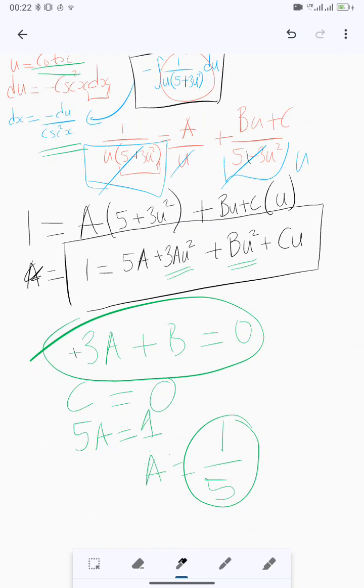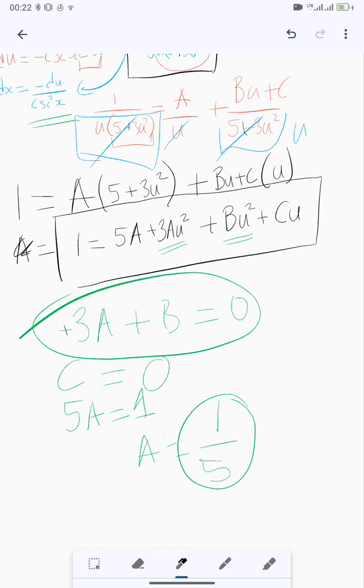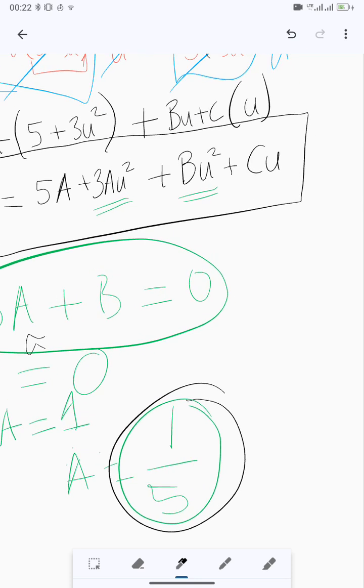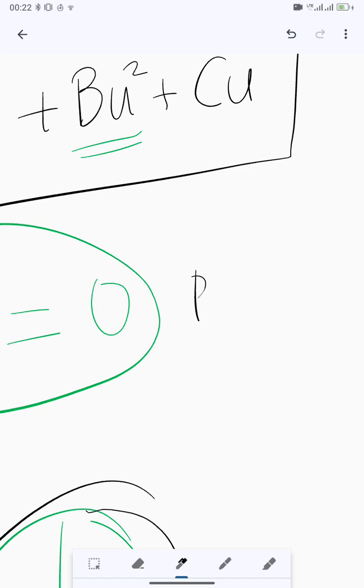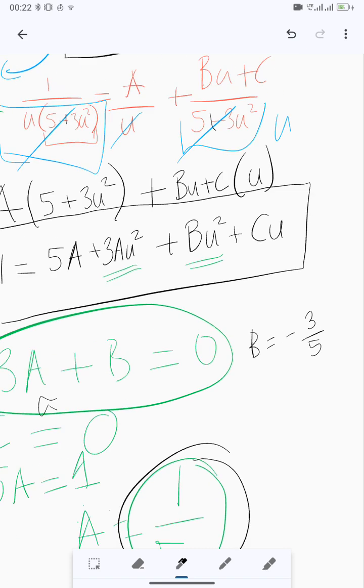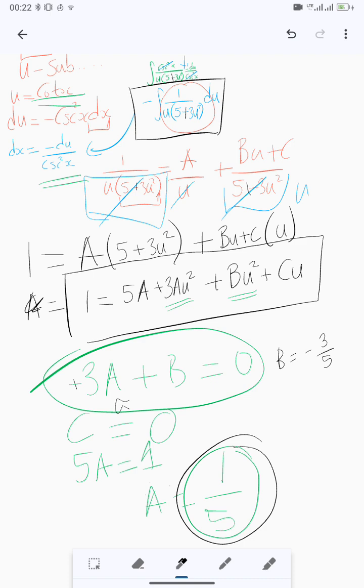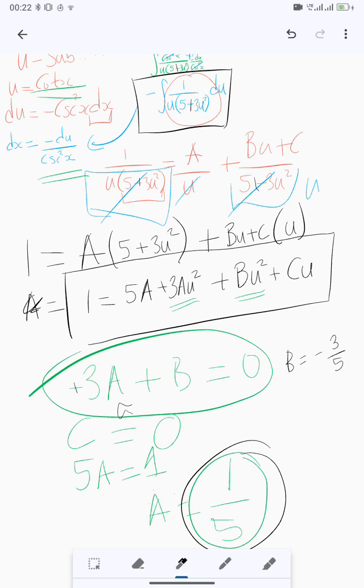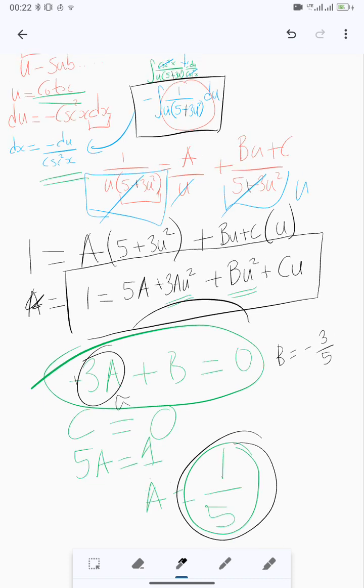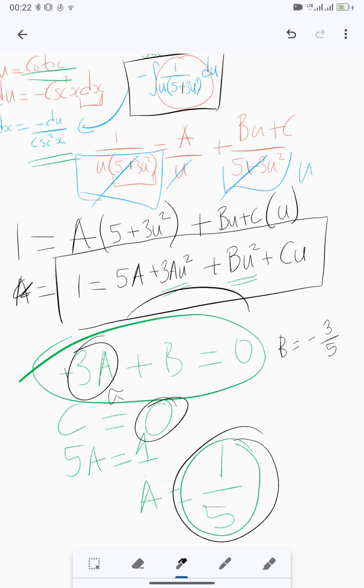So even here it's positive. That means we found that a is equal to 1 over 5. Taking this 1 over 5 into here, I can solve for b, isolating b here. b will simply be negative 3 over 5. How did I find this? You substitute 1 over 5, and then that will be 3 times 1 over 5, which is simply 3 over 5. Then I take it to the right hand side and it becomes negative. So b is equal to negative 3 over 5, and then c is equal to 0.